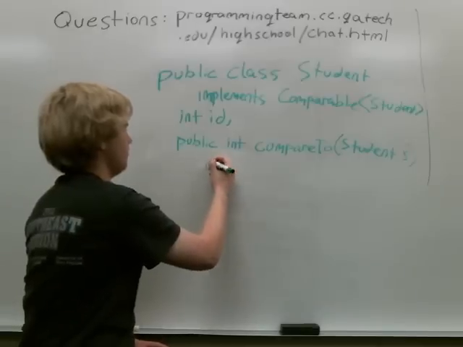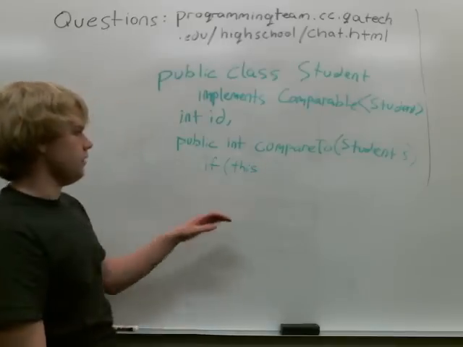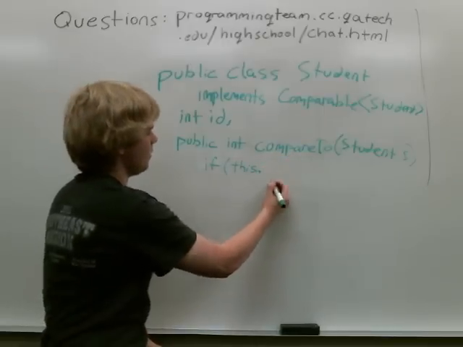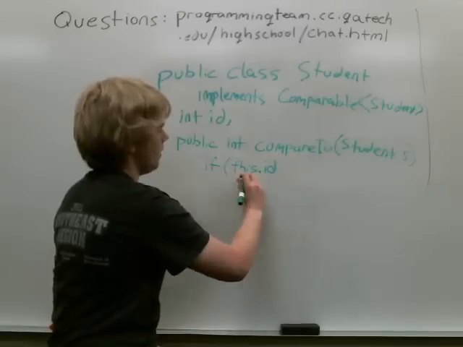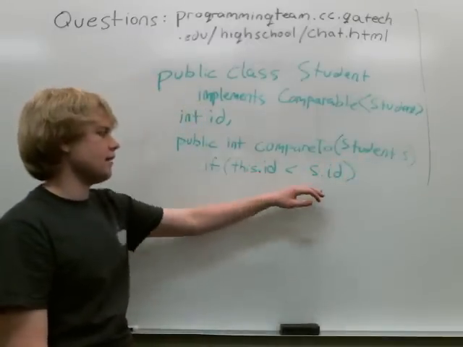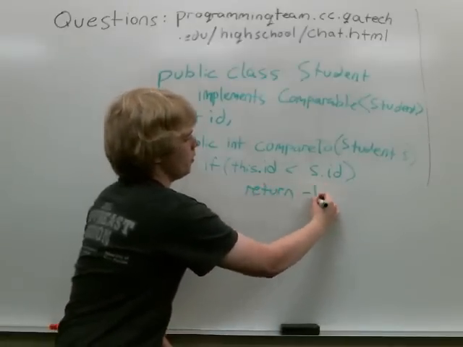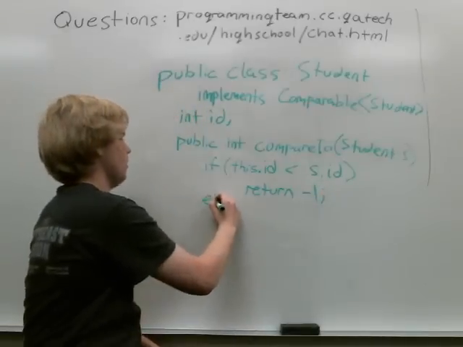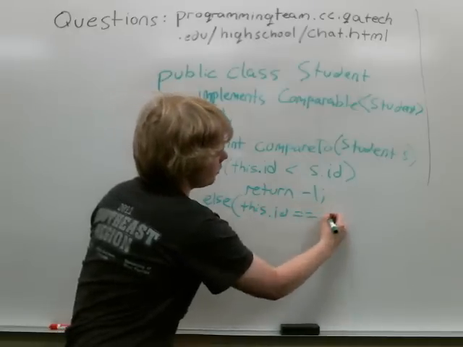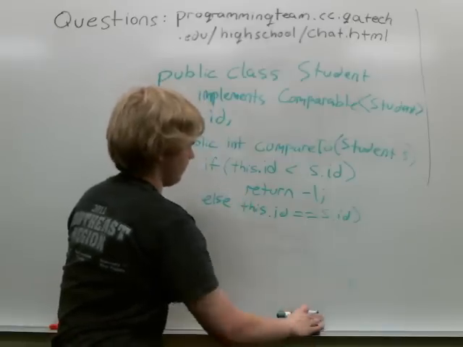So this is a keyword, and it's going to refer to the current object that we're in, so the current object that this method was called on. It's not necessary if it's not ambiguous, but I just want to be clear. If this.ID is less than s.ID, so here this is less than that, so what we're going to do is return a negative number. It doesn't matter what negative number we return, so I'll just return negative 1. Else, if this.ID is exactly equal to the other student ID, then I need to, sorry, this needs to be an else if statement.